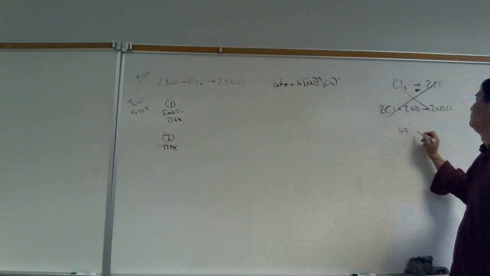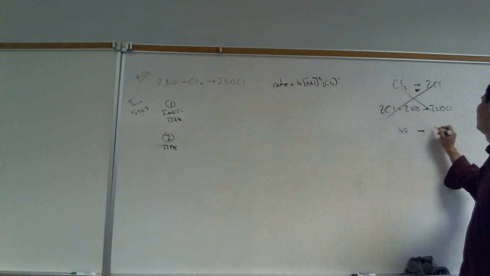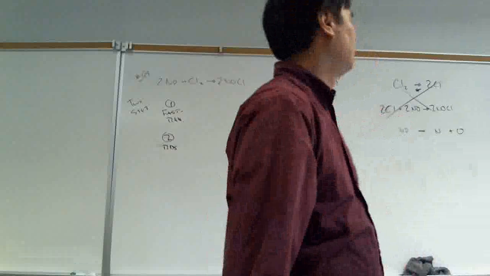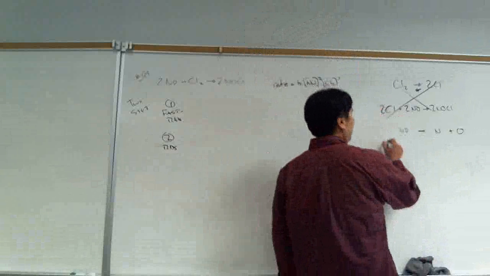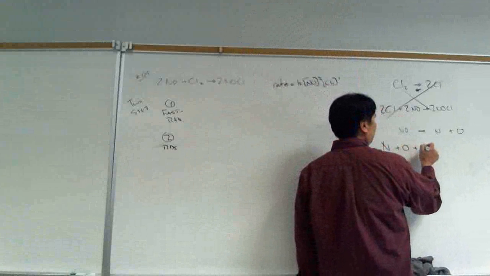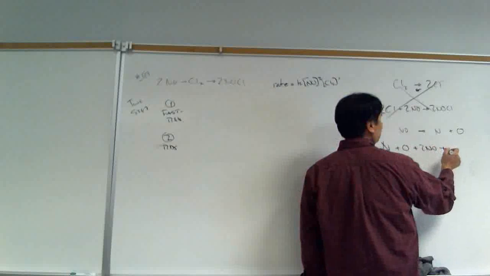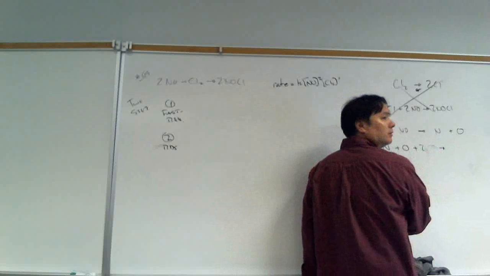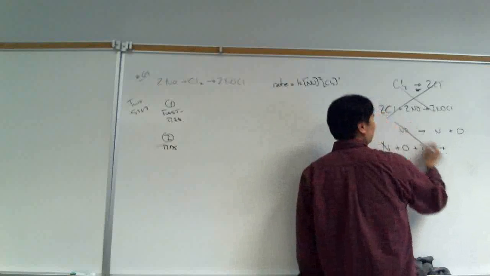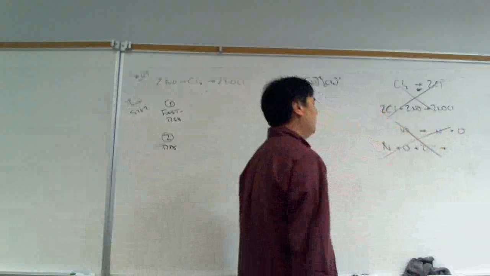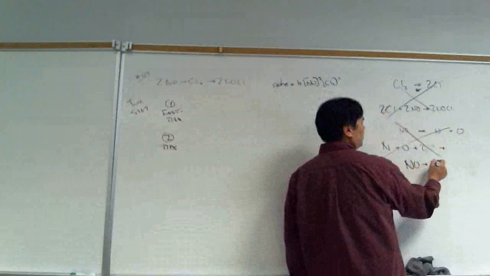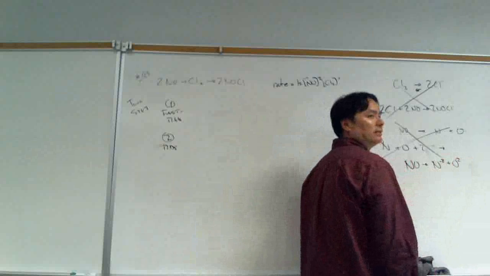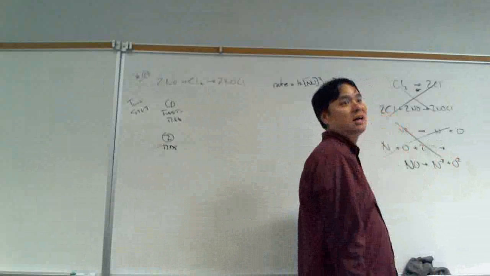So let's go to NO. Maybe NO collides with the wall to form N and O. And then N and O, and then two NOs. Oh no, that's not it. Does this work? No. I know. It's got to be NO goes to N minus 3 plus O minus 2. No. Nitride and oxide.